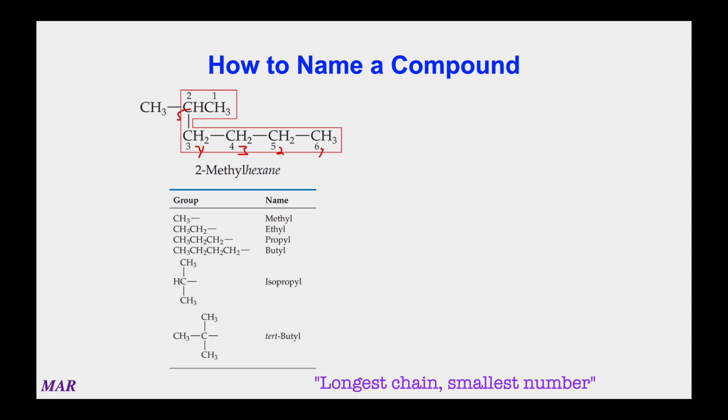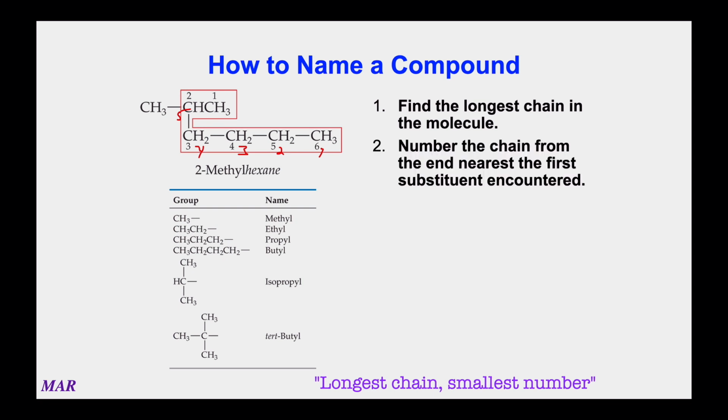So this is where it gets really important. Longest chain, smallest number will help you get through organic chemistry a lot. So again, if you see a formula, you want to start by finding the longest chain of carbon atoms. And I would just circle it. And you can just go in one direction. You can't go backwards or anything like that. You want to circle as many as you can because that's going to be the base part of your name.